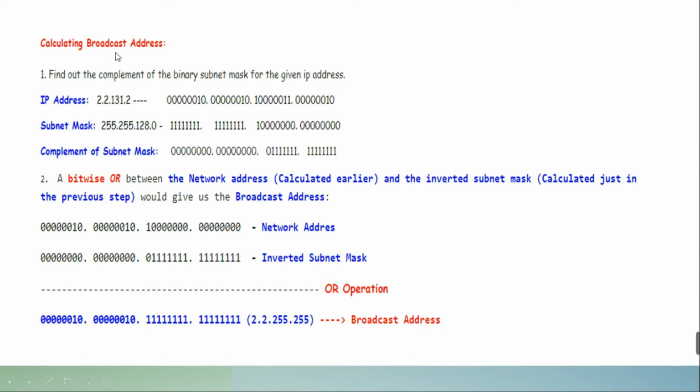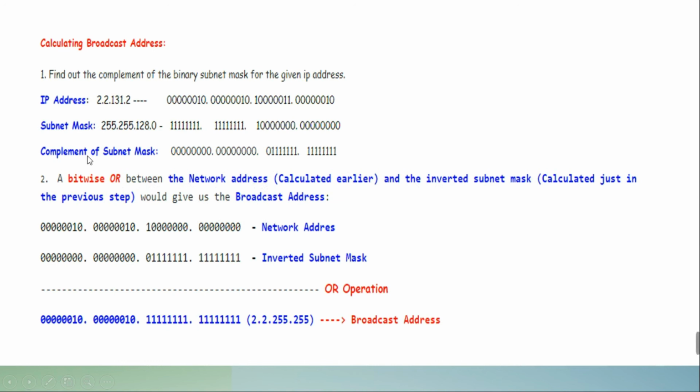So how can we calculate the broadcast address? At first we have to find out the complement of the binary subnet mask for the given IP address. So the IP address was this one, the subnet mask was this one, and then I calculated the complement of that subnet mask, in binary definitely. After that, a bitwise OR operation between the network address and the inverted subnet mask, the complemented subnet mask, would give us the broadcast address.